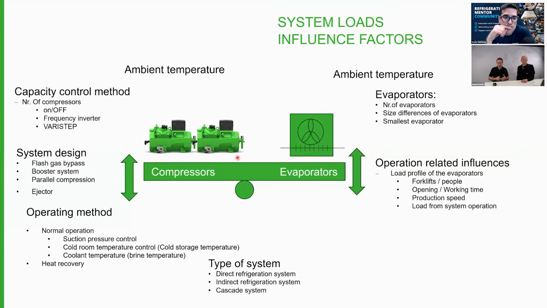Operating method, if it's suction pressure control or cold room temperature control, has an influence. On the other side, also the evaporators, how many evaporators I have installed. Are there big size differences in the evaporators? The smallest evaporator has an influence because in the best case, I can cover with my capacity regulated compressor the smallest evaporator load in my system, which is not always possible. But we will go later, when we talk about the supermarket application, into one example.